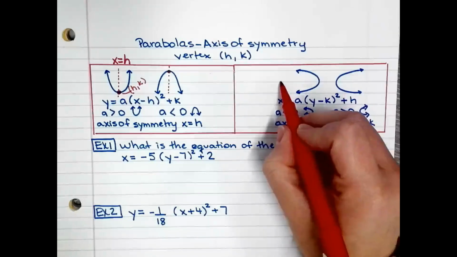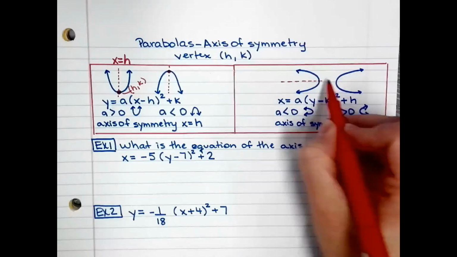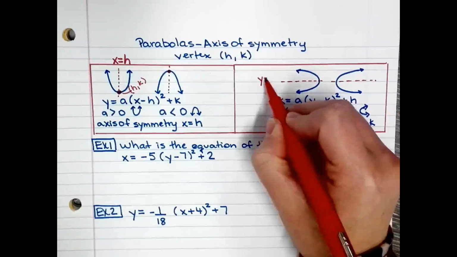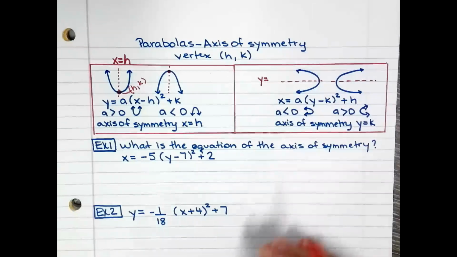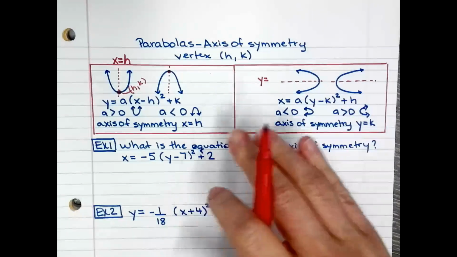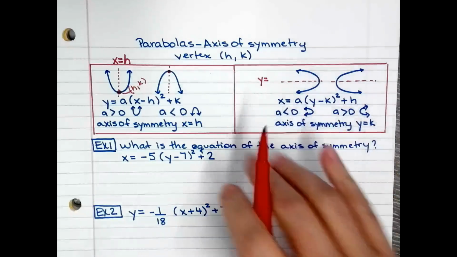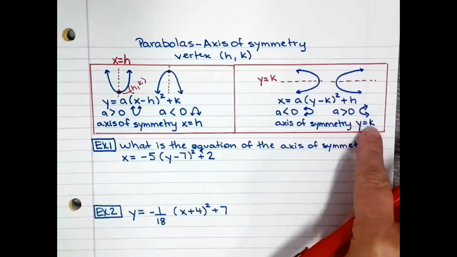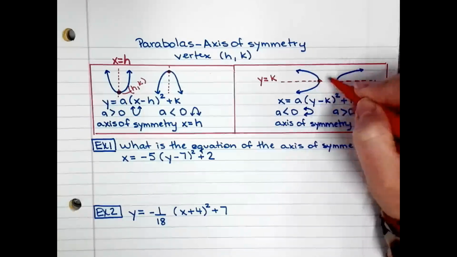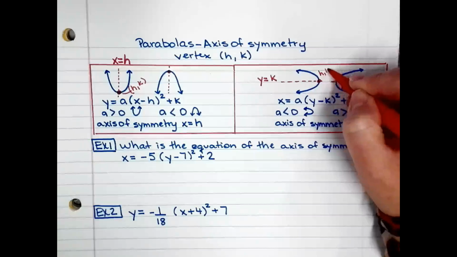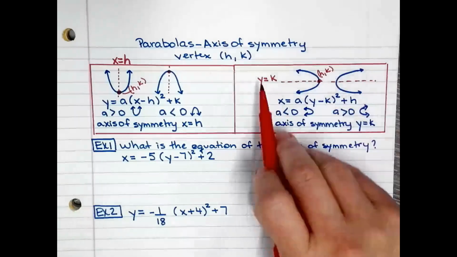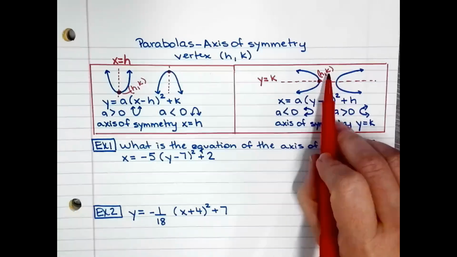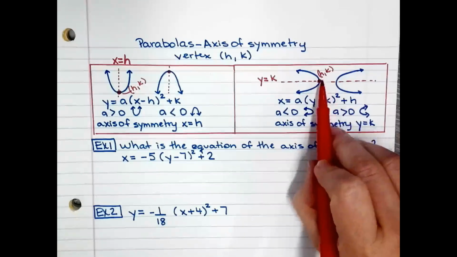Now, if your parabola opens left or right, your equation for the axis of symmetry is going to be y equals, because y equals is the horizontal line. y equals whatever number that is. In this case, it's going to be k. Here we still have our vertex, h and k, and your axis of symmetry is y equals k. k is the number right there from the vertex.